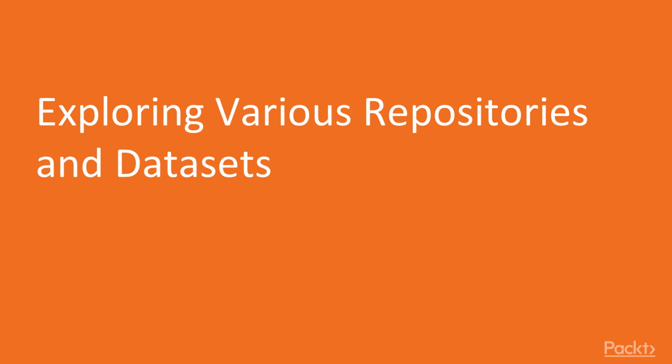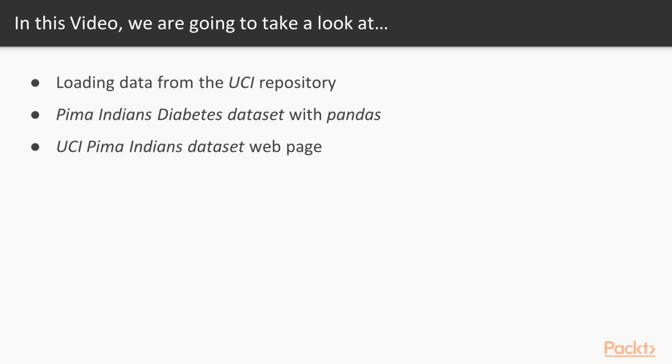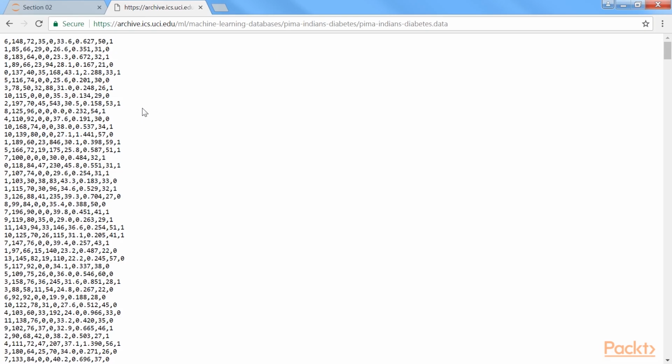Now let's move on to the video, exploring various repositories and datasets. In this video, we will start with loading data from the UCI repository, then move on to viewing the Pima Indians diabetes dataset with pandas, and finally look at the UCI Pima Indians dataset webpage. Let's start with loading data from the UCI repository.